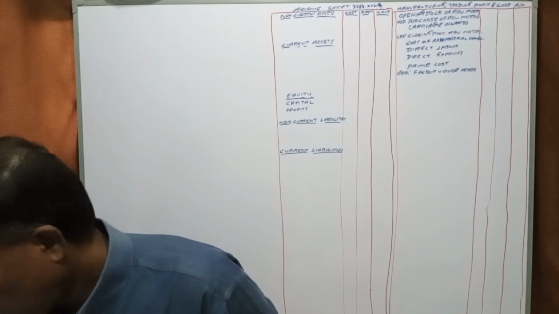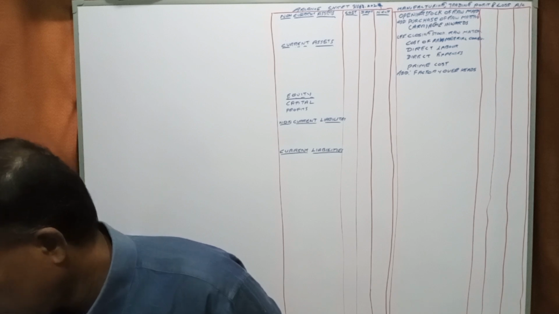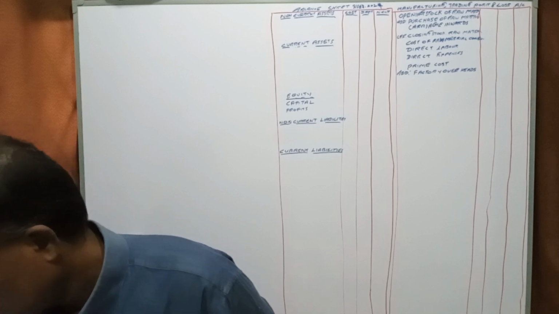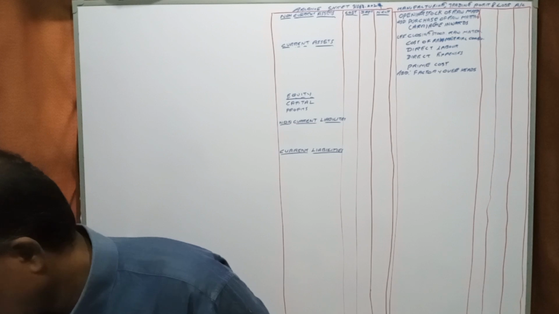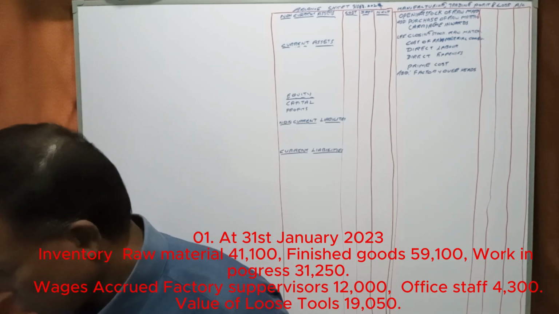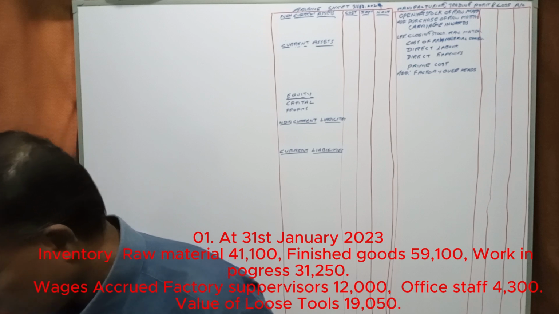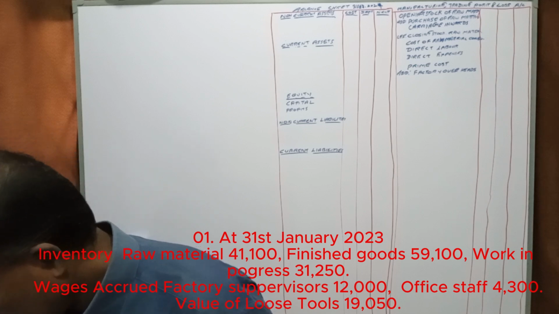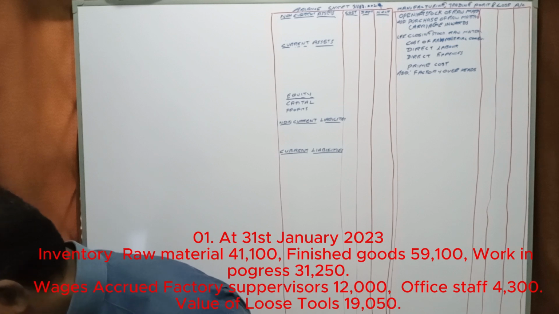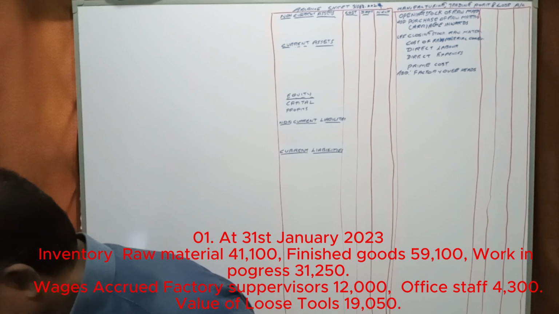Inventory on 1st of February 2016. Inventory means opening stocks, and they have given the opening stocks. Everything is there, and we'll go for the adjustments. In the following additional material information is available: 31st of January raw materials 41,000, and wages and accrued wages, value of loss tools and those things.